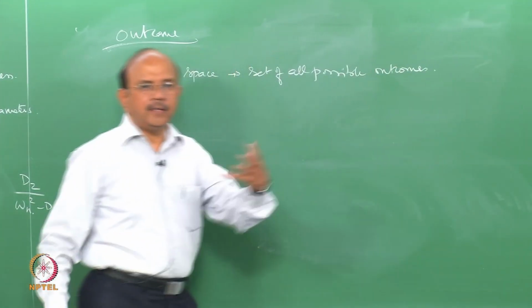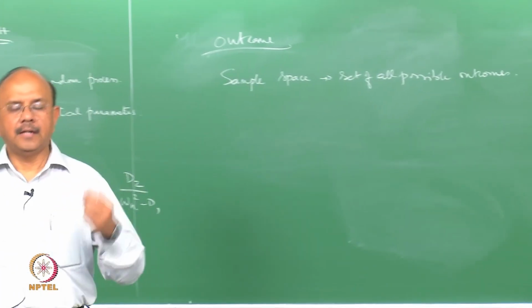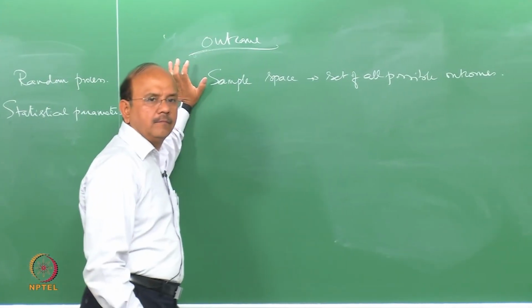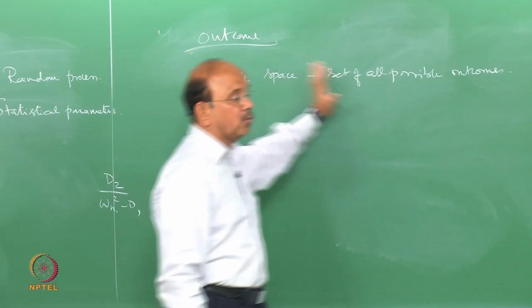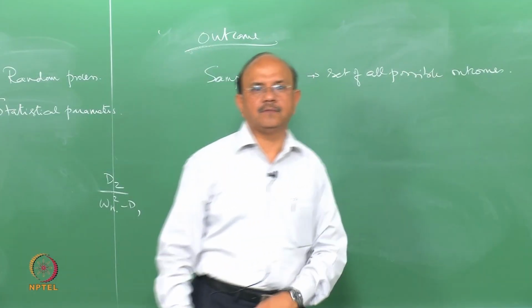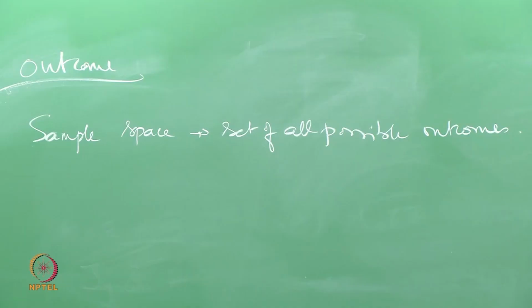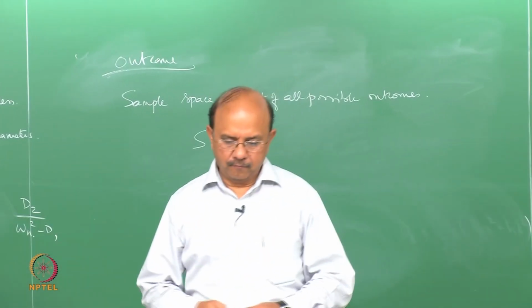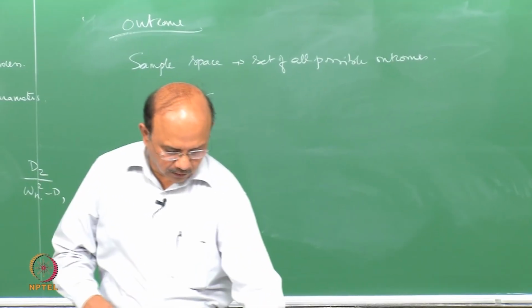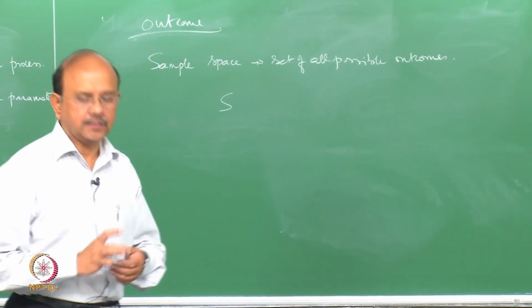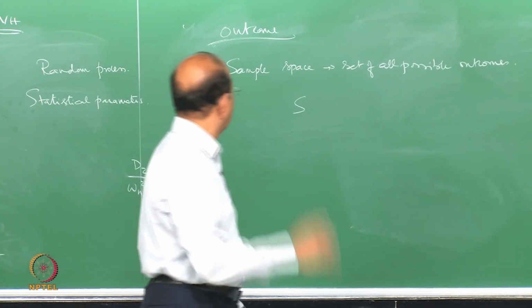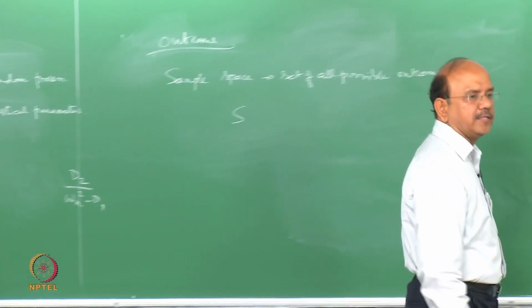So I do an experiment, I observe, and then I look at an outcome. The set of all possible outcomes is the sample space. Let us call the sample space S, and it can be continuous or it can be discrete. Let us define a very simple continuous sample space S.